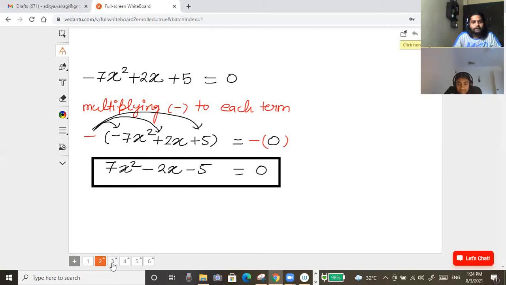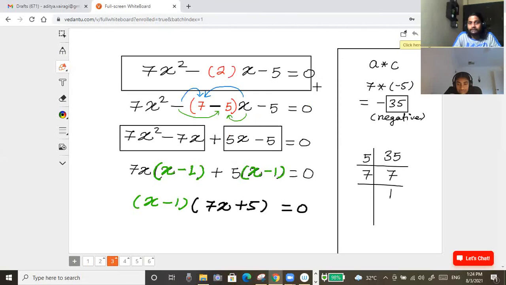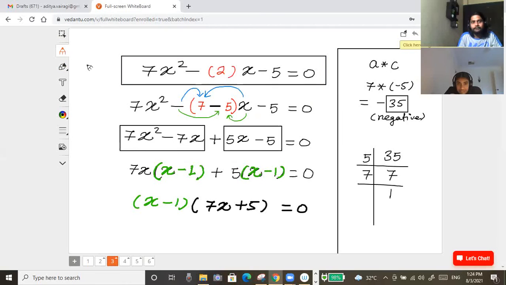Okay. Now after that, what to do? Once we got this quadratic equation in the standard form, we can apply the splitting middle term method. And to split the middle term, either we have to use addition or subtraction. We were not aware which to use here, so for that we have a trick: multiply A and C together. If it becomes negative, you apply a subtraction sign. If it was positive, then you would have applied an addition sign here.